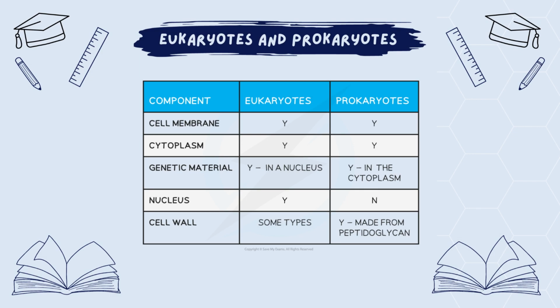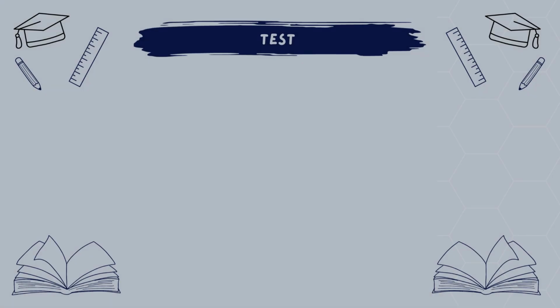This table shows the main differences between eukaryotes and prokaryotes. Both have a cell membrane and cytoplasm. They both have genetic material, however eukaryotic genetic material is stored in the nucleus, and prokaryotic genetic material just floats around in the cytoplasm. As you can see, only eukaryotes have a nucleus, and all prokaryotes have a cell wall, whereas only some eukaryotes have a cell wall. That is now the end of cell structures.